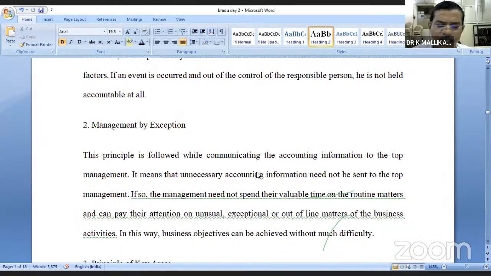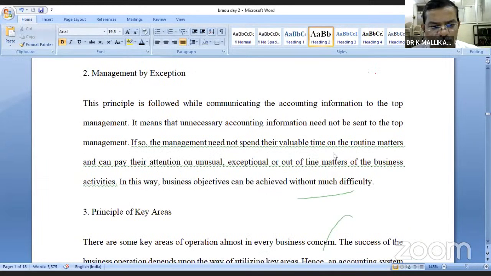The second convention is management by exception, M by E. This is also one of the management principles. Management communicates account information to top management, but unnecessary account information need not be sent. Only the required, valuable information is sent to management. It helps to take the right decision and avoids waste of time.